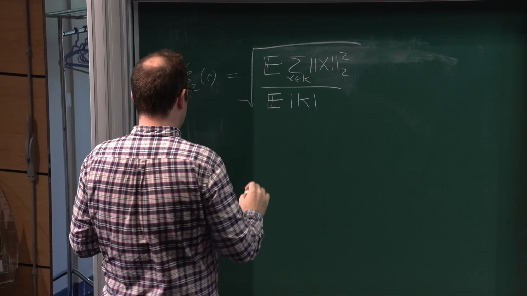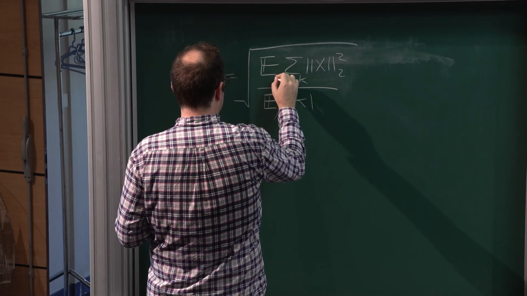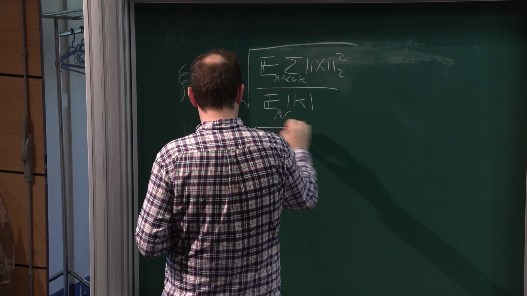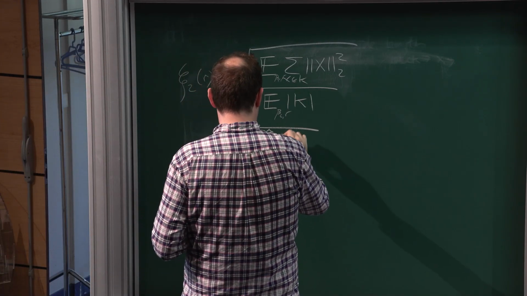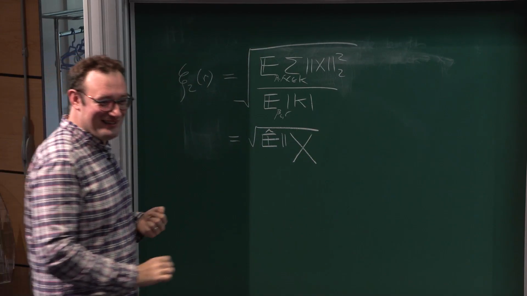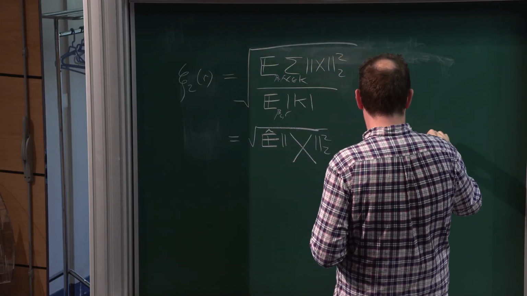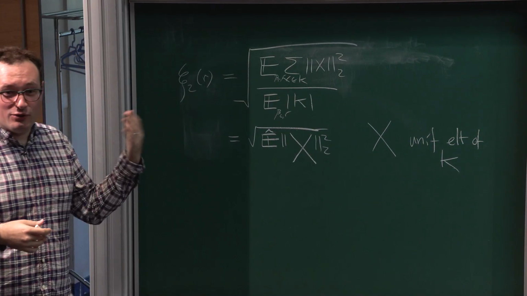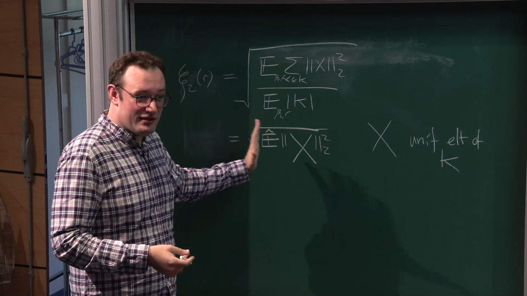Or equivalently, if E hat, and these are all beta CR, equivalently, it's the square root of the expectation under the size bias measure of the squared norm of X, where uppercase X is a uniform element of K. So if I sample K according to the size bias measure, pick a uniform point, look at its squared Euclidean norm, take the expectation of that under the size bias measure, take the square root.